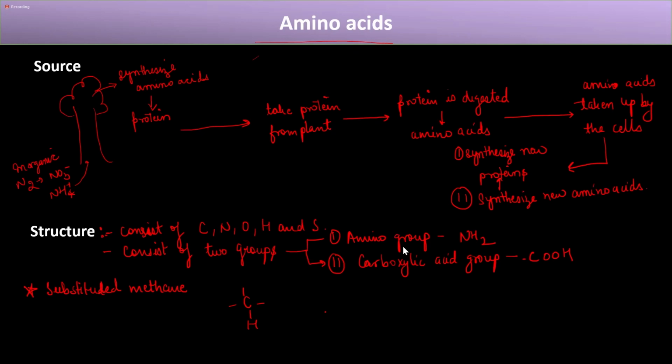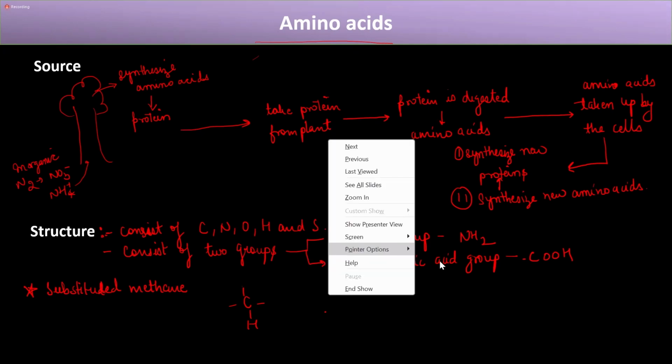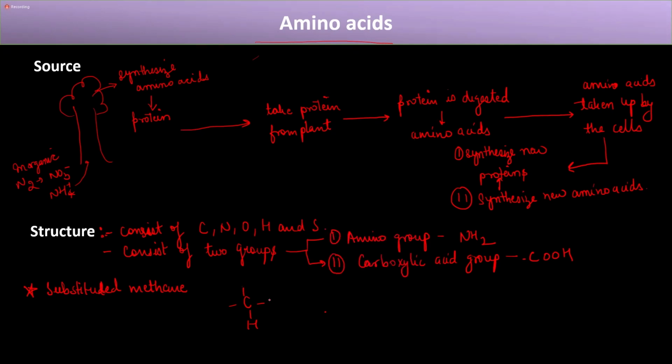and then in the place of these hydrogens, if you attach one R, one functional group, a carboxylic group, and an amino group, this is known as an amino acid. So this is the basic structure of an amino acid.